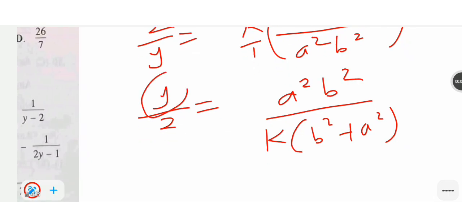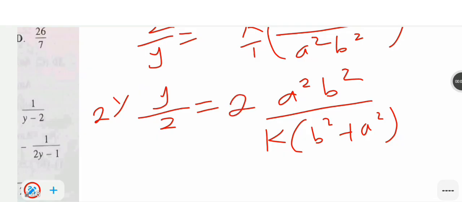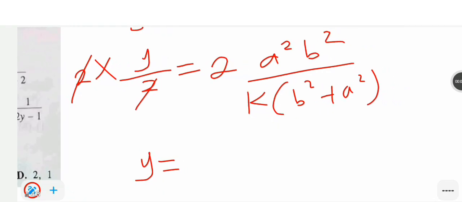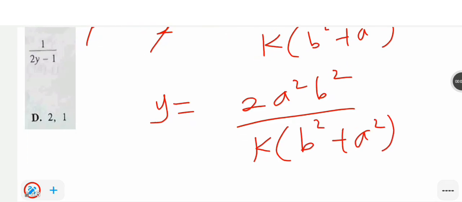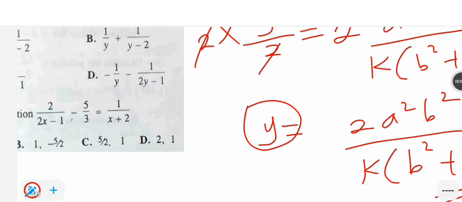Now for y to be alone, just multiply both sides by 2. So use 2 and multiply this part. So that 2 can cancel this 2. Then you also use 2 and multiply this part. Okay, so these 2 will cancel out. So you're going to have just y. Then on this right hand side, you have 2 into a squared b squared, or let me just say 2a squared b squared, divided by k into b squared plus a squared. So y is now alone. So this is the final answer. So I need to check for 2a squared b squared over k times b squared plus a squared.